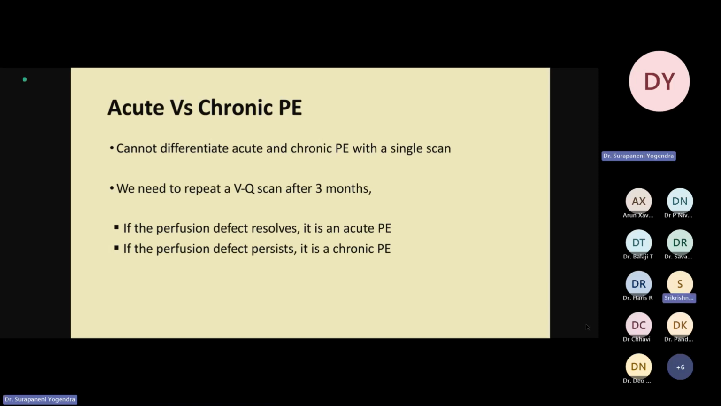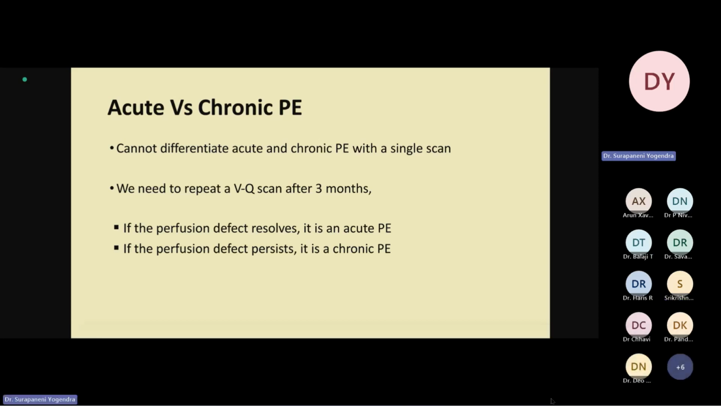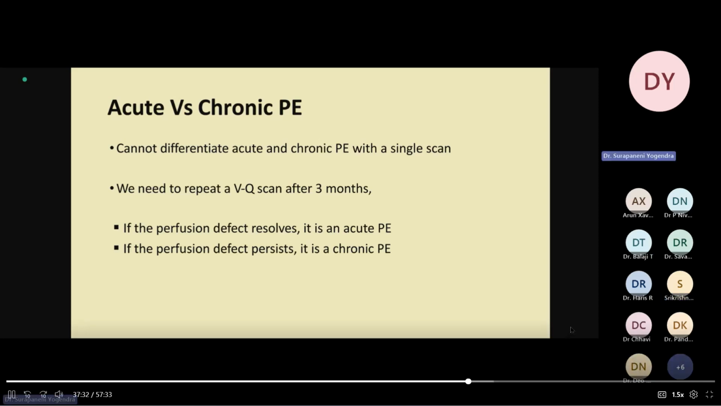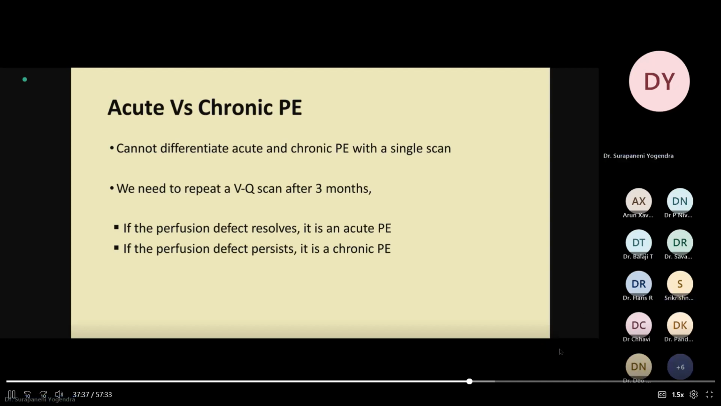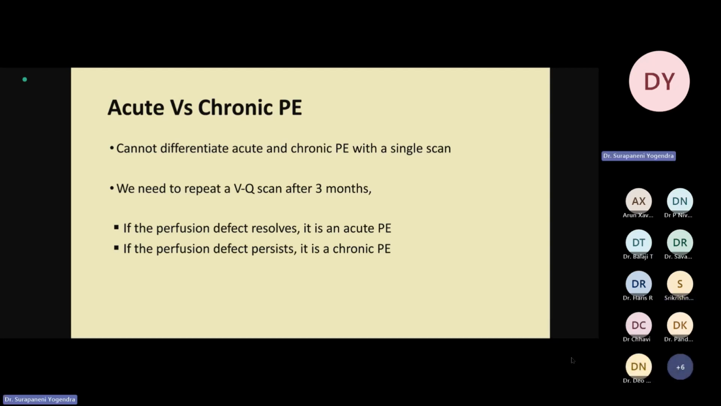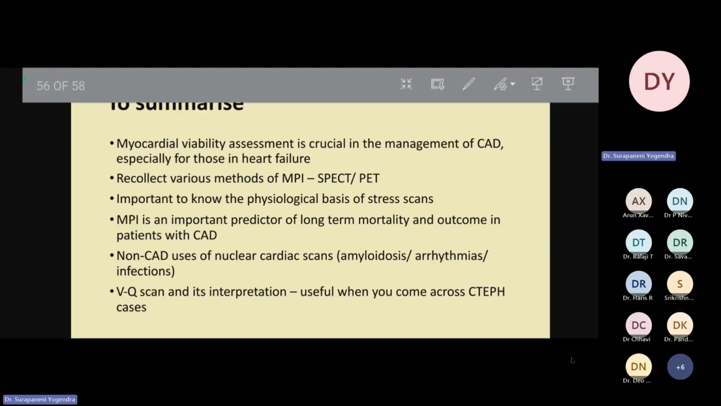To summarize, myocardial viability assessment is crucial in the management of coronary heart failure. Next, the various methods of myocardial perfusion imaging, SPECT and PET CT. It is important to know the physiological basis of stress scans, and imaging is an important predictor of long-term mortality in coronary artery disease. Non-coronary artery disease uses of nuclear scans.